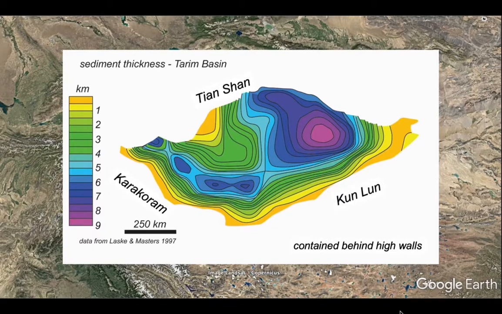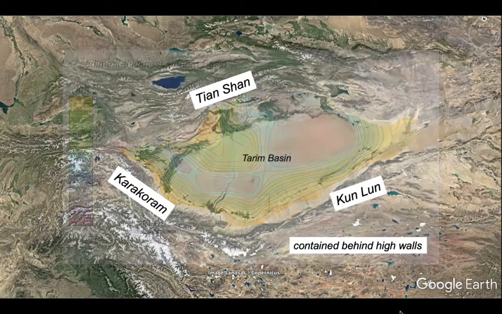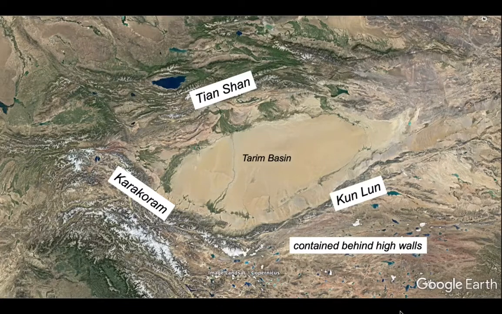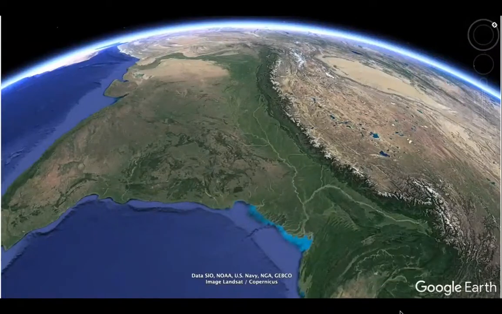Well, the fact is it's contained behind high walls, these main mountain ranges of Asia. Let's just take our sediment map away. And you can see them really clearly in the satellite image. So the Tarim Basin is able to accumulate thick sediment piles because it's contained behind high walls of mountains. Let's zoom out again. So here we are looking, you can just about see the Tarim before it disappears over the horizon. There, a landlocked basin.